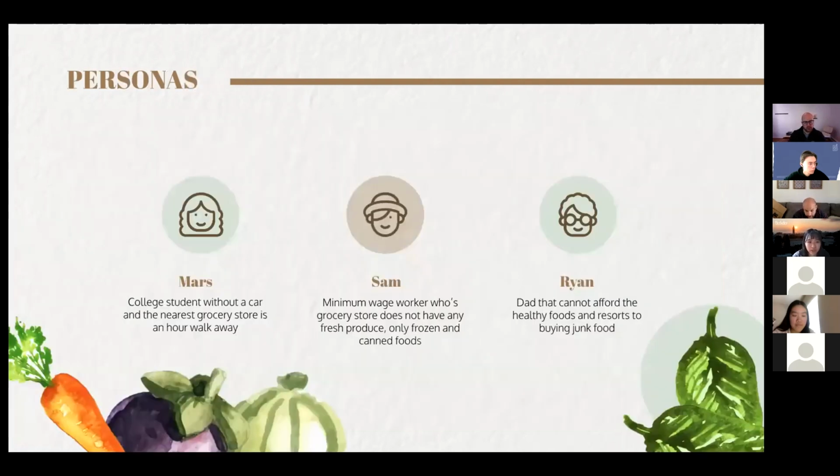After doing the research, I decided to create 3 personas. The first person is Mars. Mars is a college student without a car, and the nearest grocery store is an hour walk away, making it almost impossible for her to go to the grocery store frequently. Next person is Sam. Sam is a minimum wage worker whose grocery store does not have any fresh produce, only frozen foods and canned foods. This completely cuts off all access to healthy foods, so even if Sam wanted to, he couldn't buy any healthy foods. Final person is Ryan. Ryan is a dad who cannot afford healthy foods and resorts to buying junk food instead.